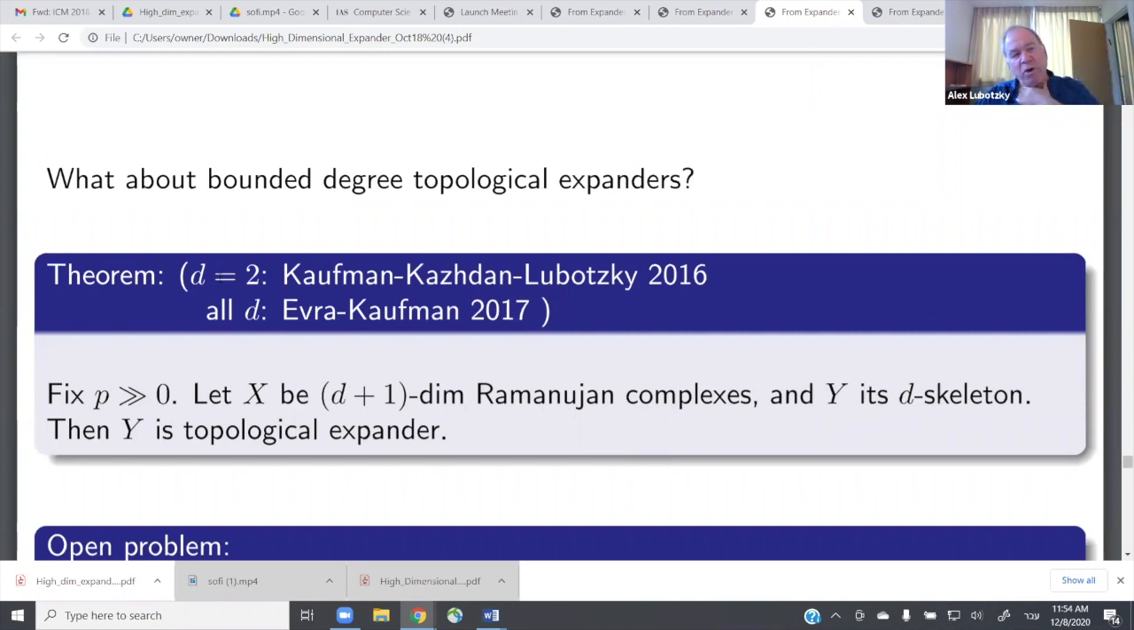So when we wanted to solve the case of D equal 2, we look at 3-dimensional Ramanujan complexes, which we obtain from the group PGL4 over the p-adic numbers. And you take Y to be its D skeleton. Namely, you throw away the top faces. It's kind of strange.